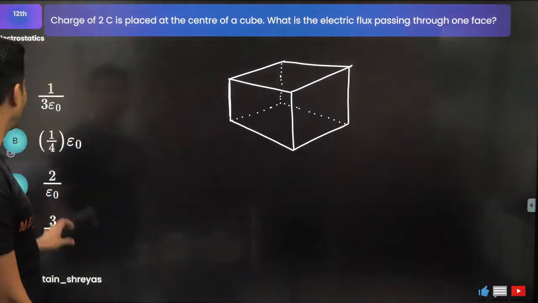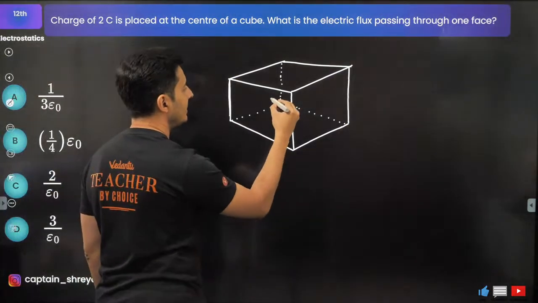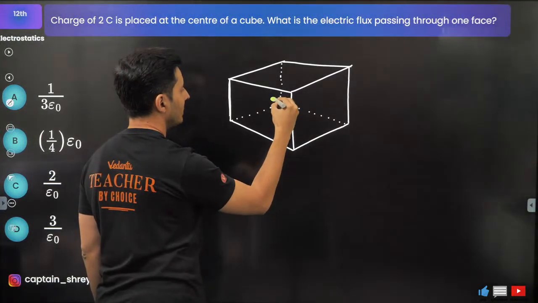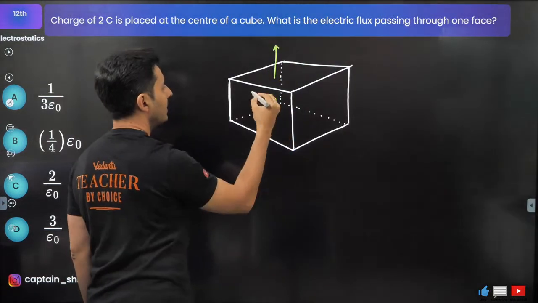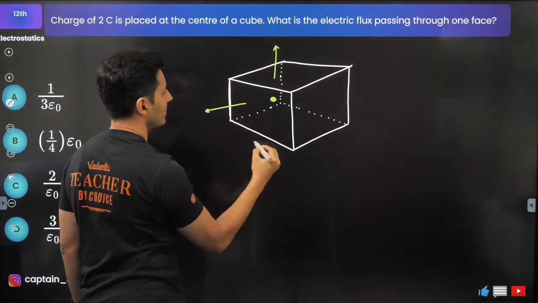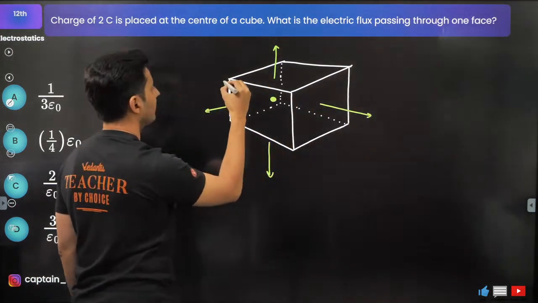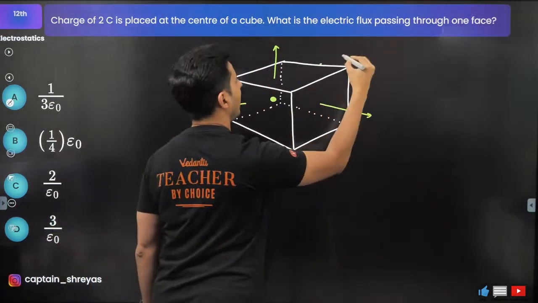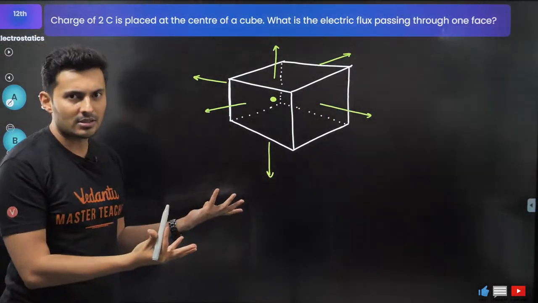Okay, so this is our cube, guys, and what have we done? We have placed a charge of 2 coulomb at the center. So let's say this is the center where you have placed the charge. This charge will create field in all the directions, maybe like this, even like this, even backwards, everywhere. There will be field going everywhere in all the directions.